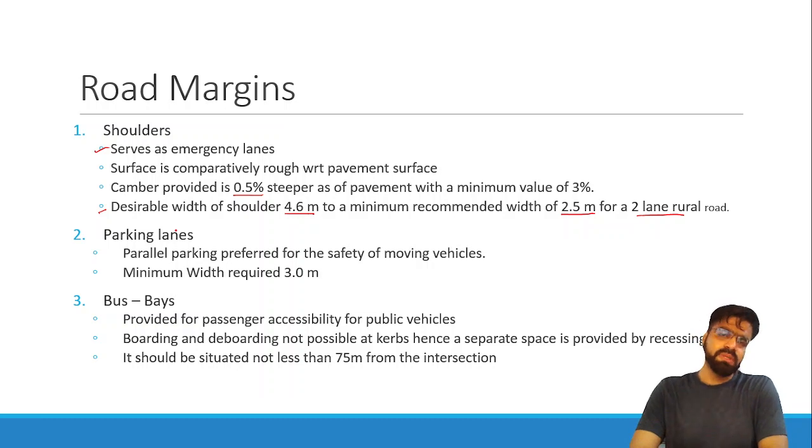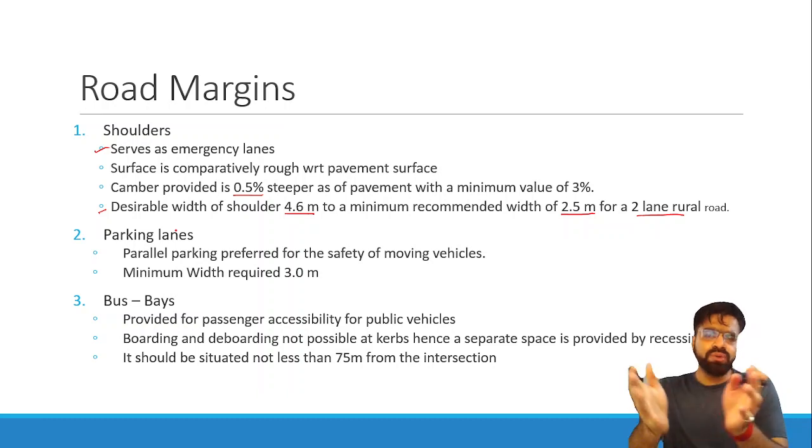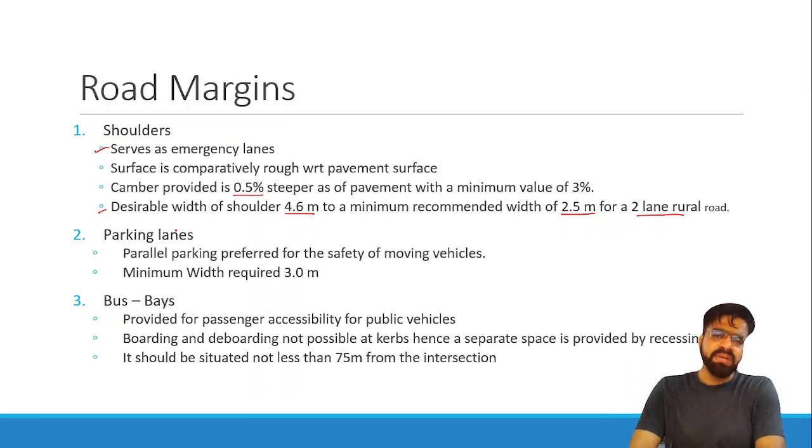Then there are parking lanes. There should be separate parking space made on the highways or nearby the highways. We should not allow vehicles to park on the highway itself. It will reduce the space provided on the carriageway and it will cause congestion. So a minimum width of 3 meters for a parking lane should be provided.